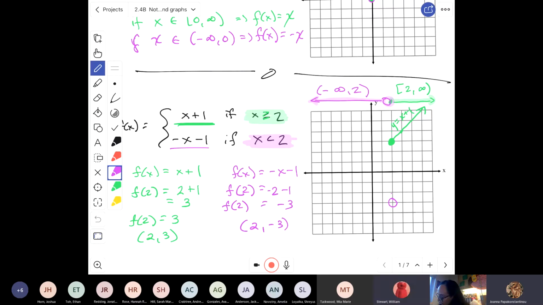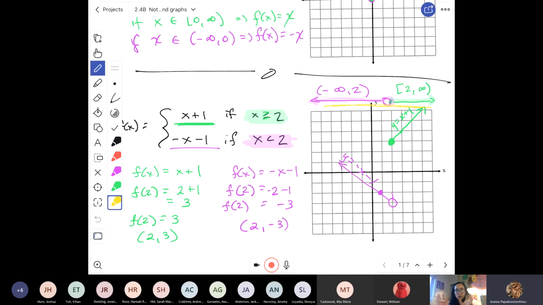Okay, so from here, I can go up 1 and to the left 1, right? And I could get this part of the graph, this part of the piecewise function. So again, the first thing I like to do is define my intervals.